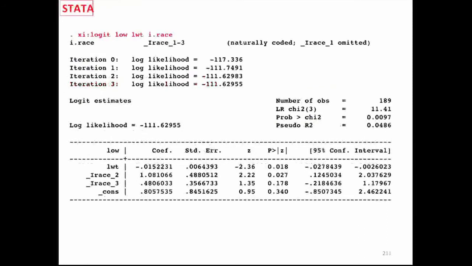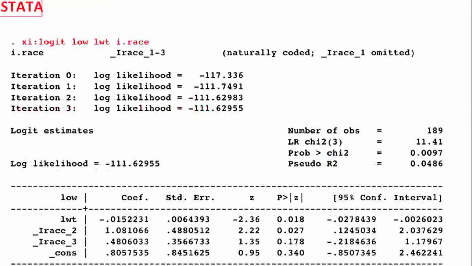Okay, so here's how you do it in Stata. In Stata, you've seen this particular output before. We run the model, again, we're doing logistic regression. Low birth weight is the dependent variable, with last weight and race, and I've indicated that I wanted it to create the dummy variables for race for me, which it did. And so here you have your model, and again, step by step, it's iterated into a solution.